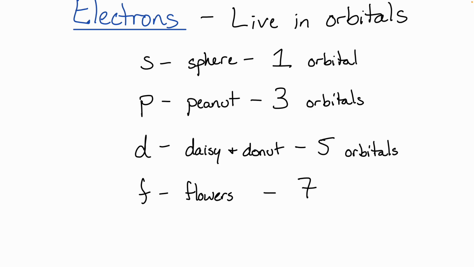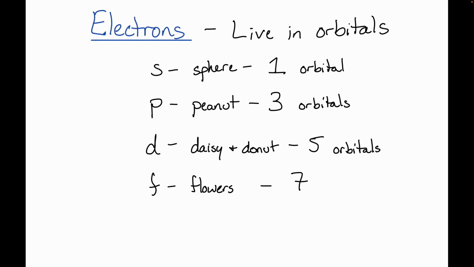You want to keep this order S, P, D, F in mind. It's going to come in handy in a few different ways that we're going to discuss. It's just this natural ordering of these different orbitals. And again, where did the sphere and the peanut and the daisy and the donut come from? They come from that wave function. These are solutions to that quantum mechanical problem. Okay, cool. So now I'm going to talk about what are called electron configurations.